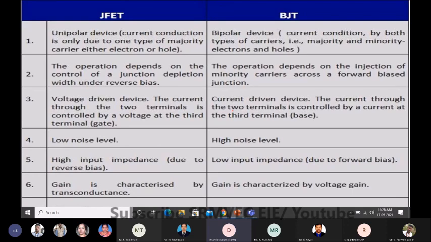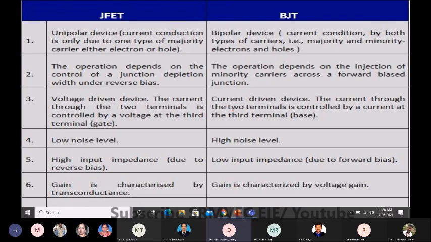So if you want to compare JFET and BJT, JFET is a unipolar device. In an N channel, only electrons play the major role, whereas in BJT both majority carriers and minority carriers play a role. And the operation depends upon the junction depletion width. So if the depletion widths are high, what happens on both sides? It will limit the number of electrons or holes that flow from source to drain. So that is how it is controlled.